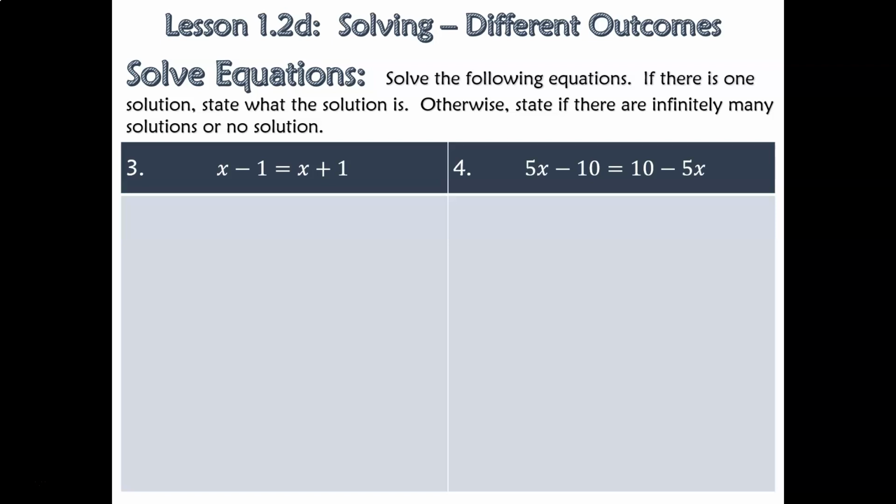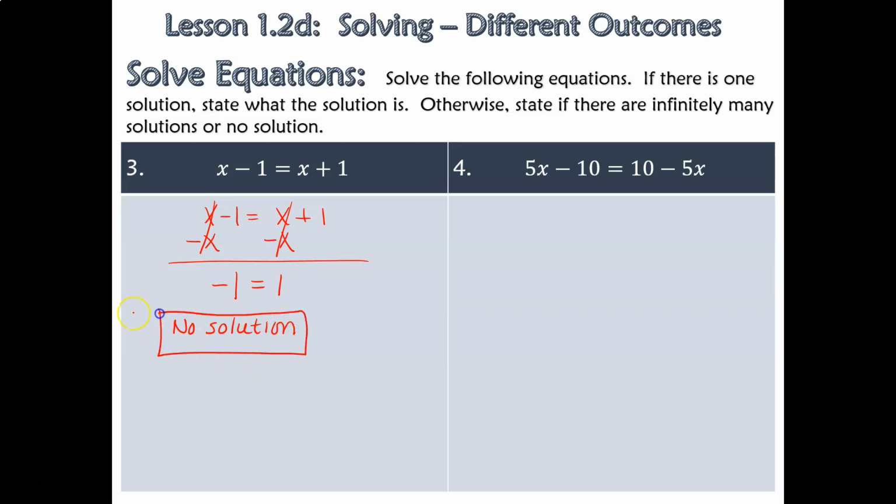So let's do some examples together. So let's start to solve number 3. So when we try to get the variables to one side, the variables cancel out and you are left with -1 equals 1. And on no planet, anywhere, anytime, does -1 equal 1. So when you get an answer like this where your variables are canceled and they're not equal, what's left is not equal, that means that no matter what you plug in for x, you're not going to be able to get that equation to work. So your answer will be no solution.